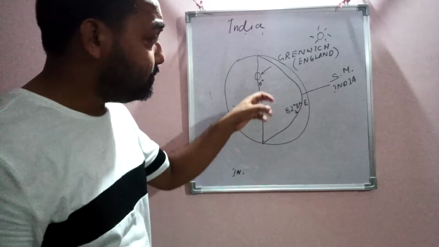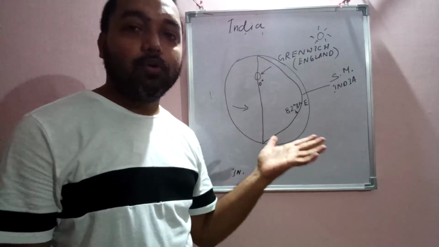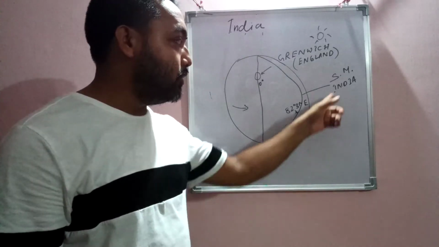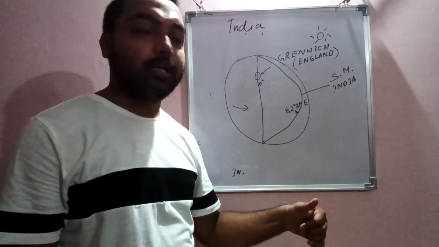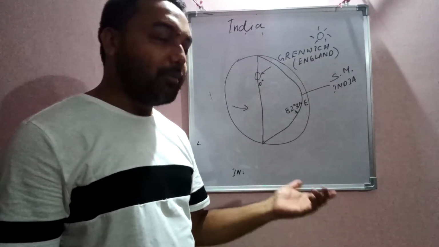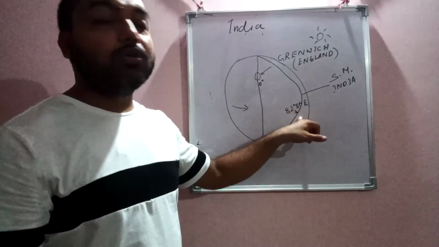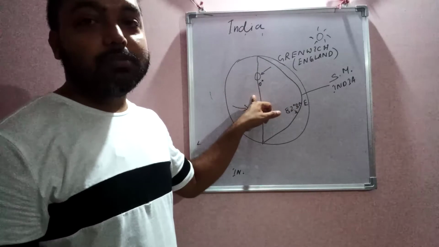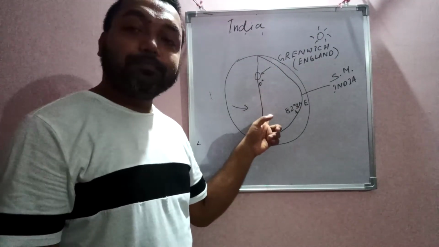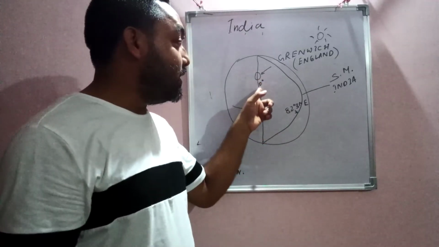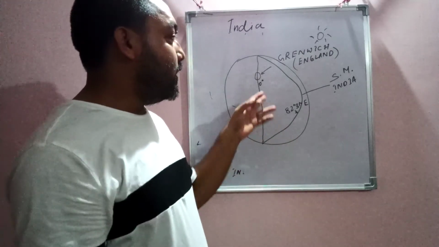Now all the countries have their own standard meridian. Like in India, I told you 82 degree 30 minute east longitude is termed as the standard meridian of India. So every country has its own standard meridian. They calculate the time of their own country with respect to the Greenwich Mean Time, that is, the meridian that passes over Greenwich, because it goes through the center of the earth, it is calculated as the 0 degree meridian.